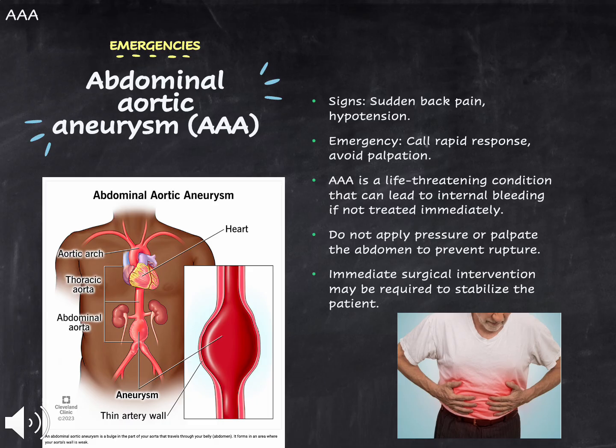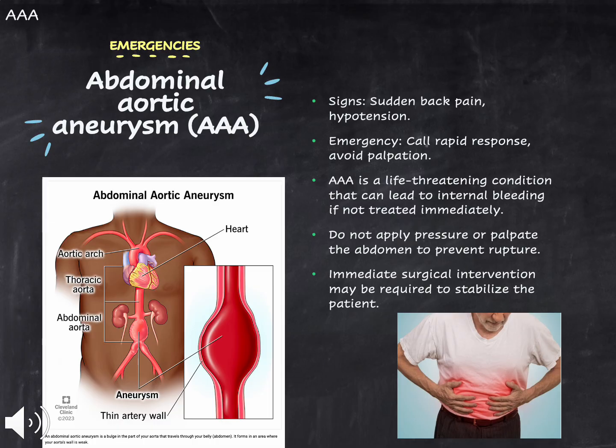Let's look at one of the most critical vascular emergencies you'll encounter, the abdominal aortic aneurysm, or AAA. An abdominal aortic aneurysm is a balloon-like dilation of the aorta, the body's largest artery, caused by weakening of the arterial wall. These aneurysms often develop silently over time and can grow quite large without symptoms. The real danger occurs when they rupture, and when that happens, it's a true life-or-death emergency.